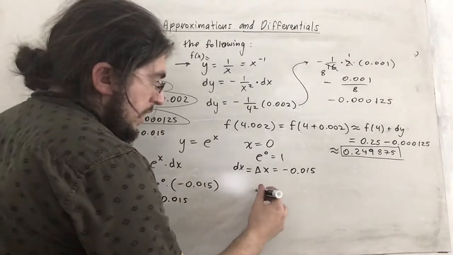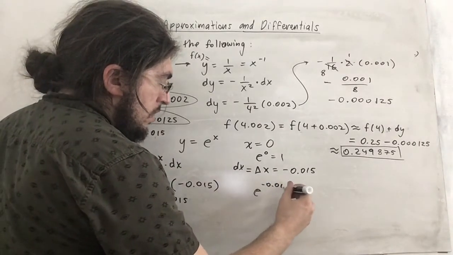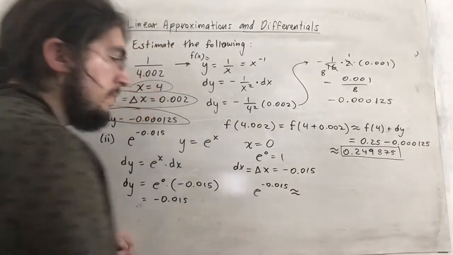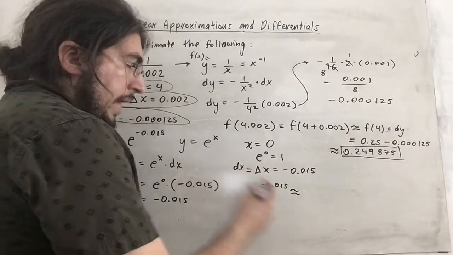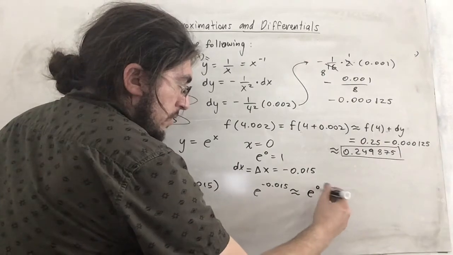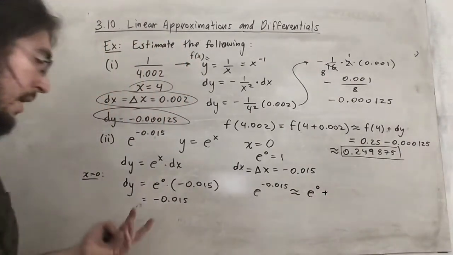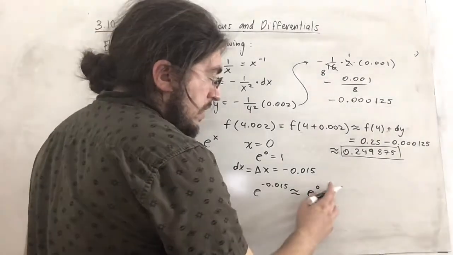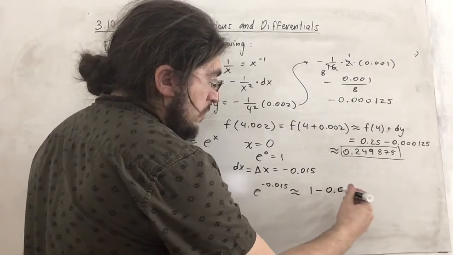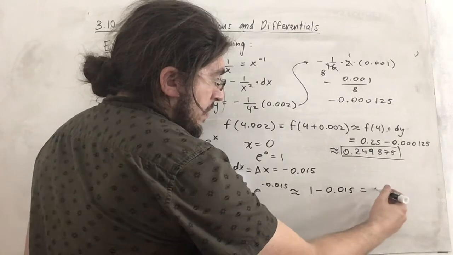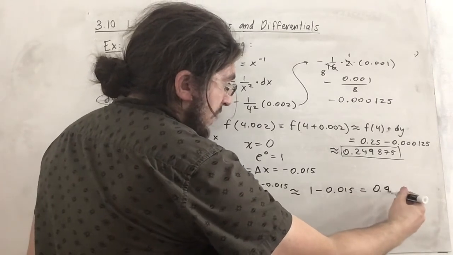So that means e to the negative 0.015 is approximately e to the 0, which is y, plus dy, which is negative 0.015. So really it's just this, hope you don't mind me erasing this, but it's 1 minus 0.015, which is 0.985.